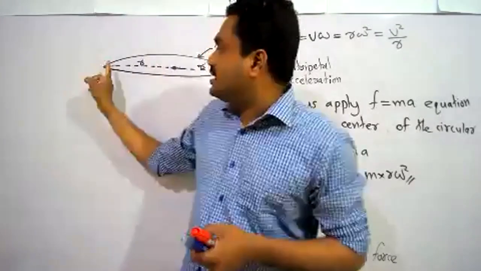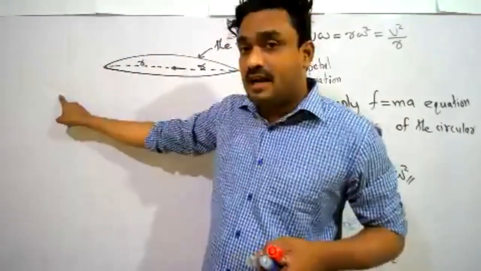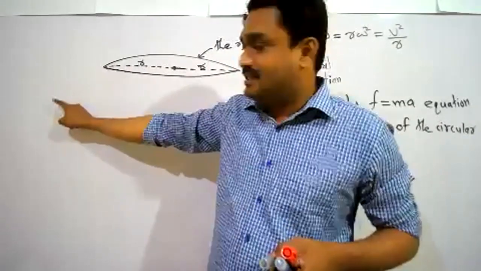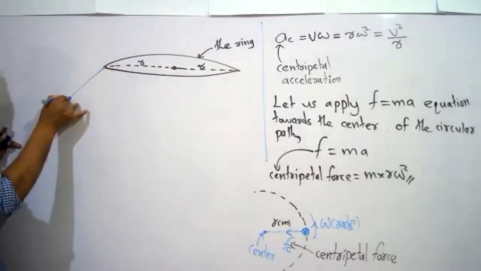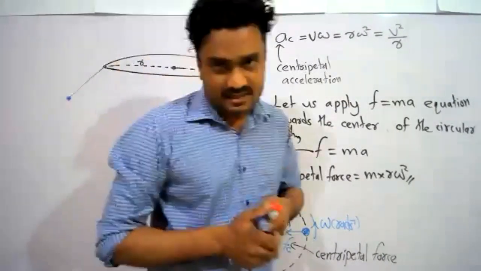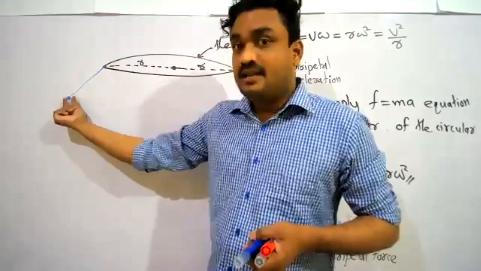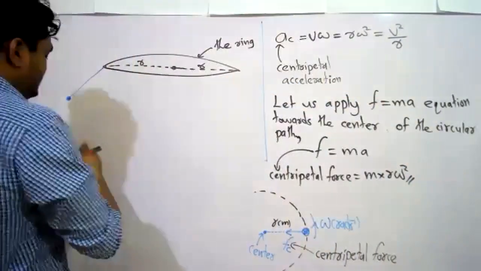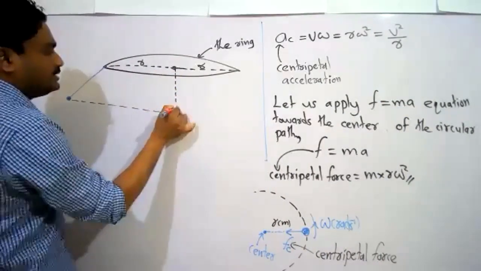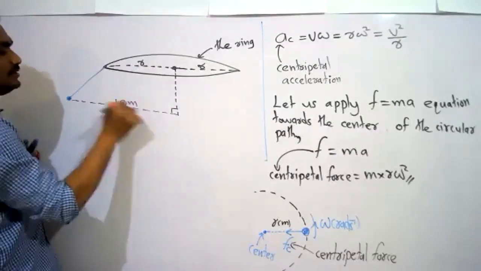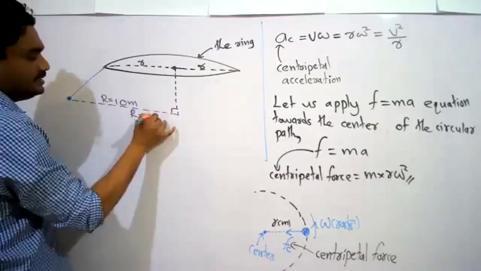A chair is connected to the ring with the help of a chain, and on the chair a man is sitting. So this is the chain's distance to the center of gravity. The entire mass of the seat and the man is concentrated at a certain point. The distance to that point from the center of the circular path is given as 10 meters. If I want, I can take it as capital R. Capital R is given as 10 meters.